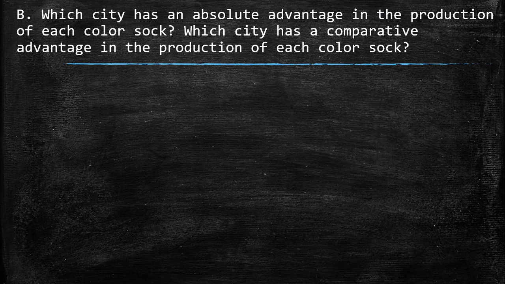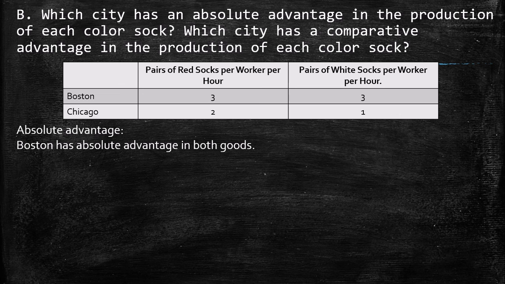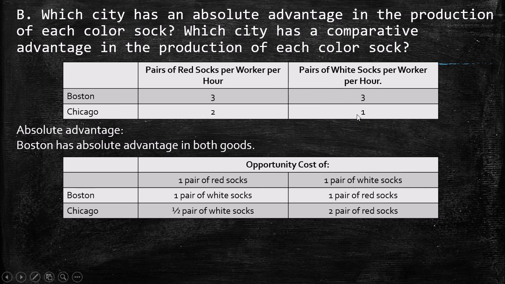So now, which city has an absolute advantage in the production of each color sock? Which city has a comparative advantage in the production of each color sock? So here again we have the table. We see here the absolute advantage is Boston, and Boston has an absolute advantage in both goods. Why? Because they can produce 3 in 1 hour instead of 2, and here they can produce 3 again, against Chicago, which can just produce 1. So they have absolute advantage in both goods.